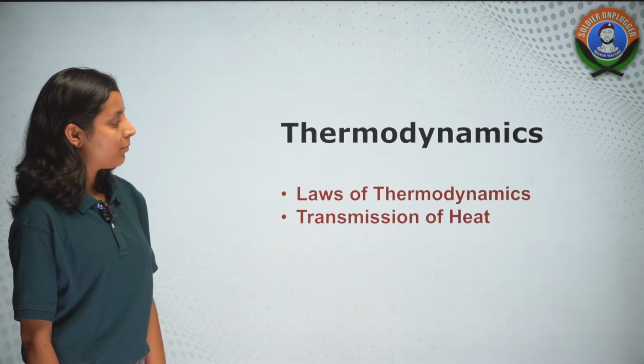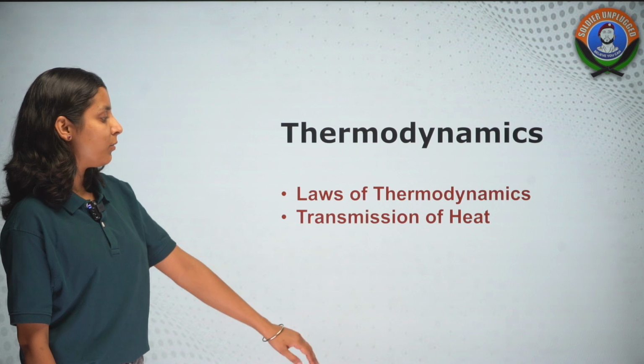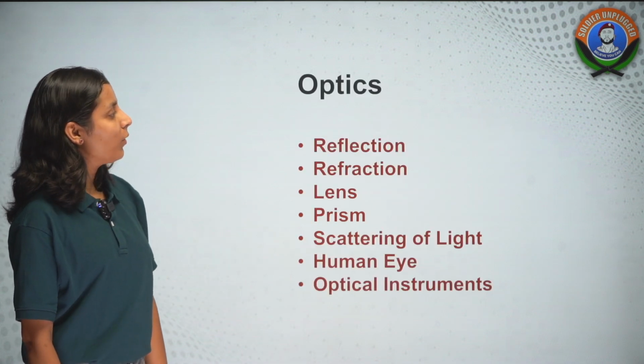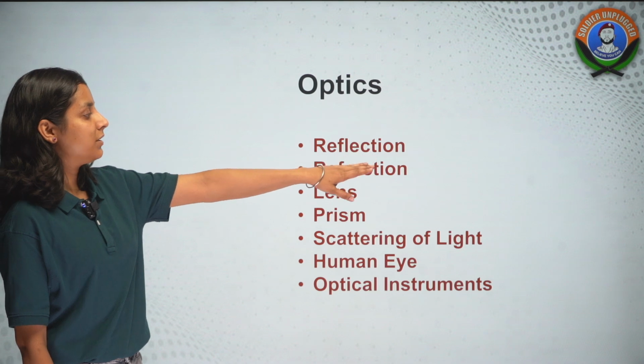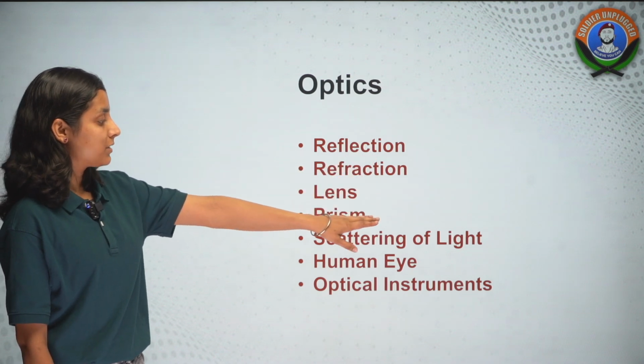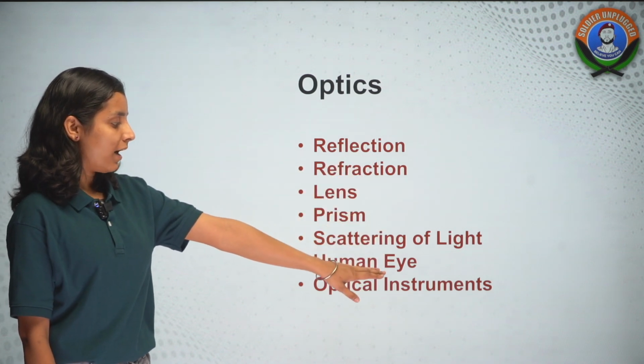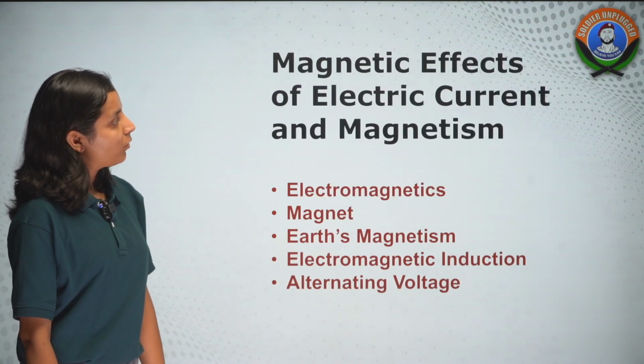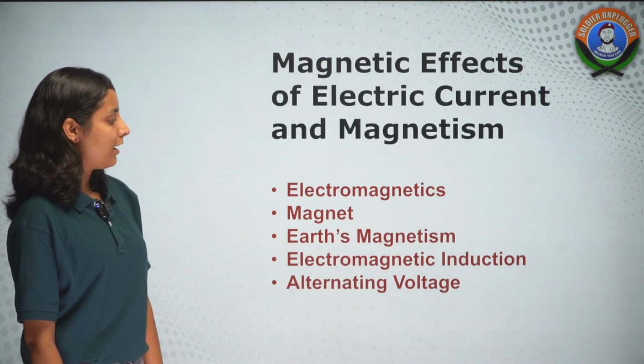Then we'll study about thermodynamics. In this we'll talk about laws of thermodynamics and transmission of heat. Now we have optics. Optics में हम लोग reflection, refraction, lens, prism, scattering of light, human eye, and optical instruments, ये सब study करेंगे. Now this is magnetic effects of electric current and magnetism.